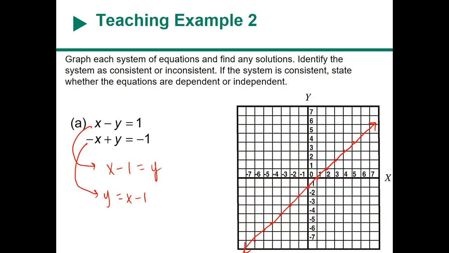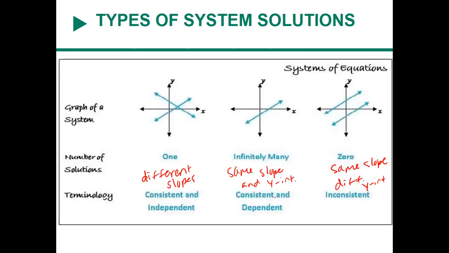So no matter how many times I graph this, it's still just going to be one line. So the solution here is what we call a consistent and dependent system, and our answer is infinitely many. Does that make sense?